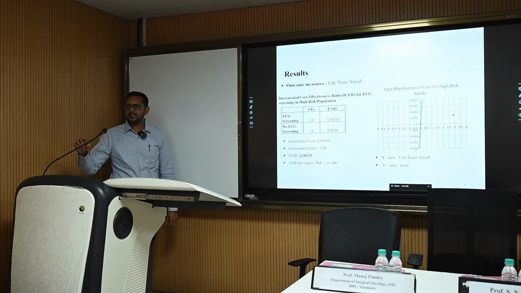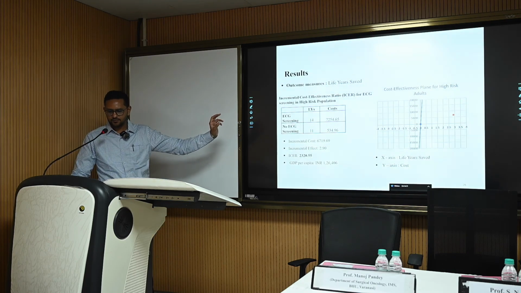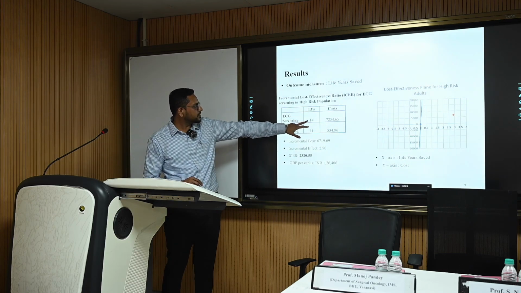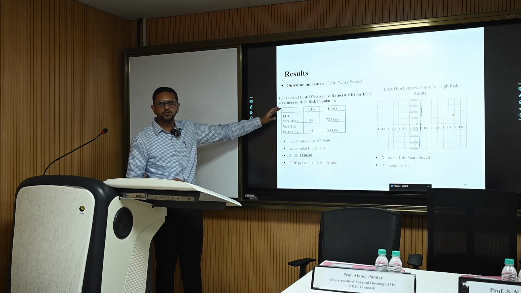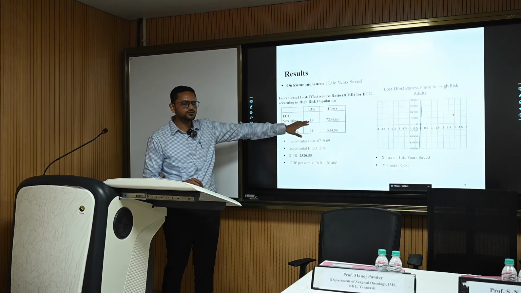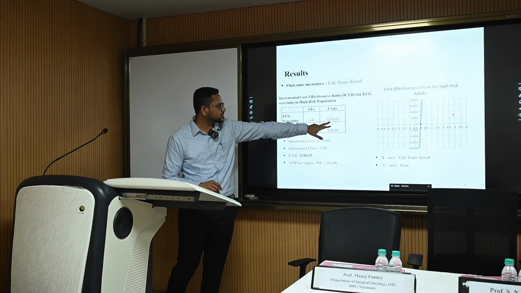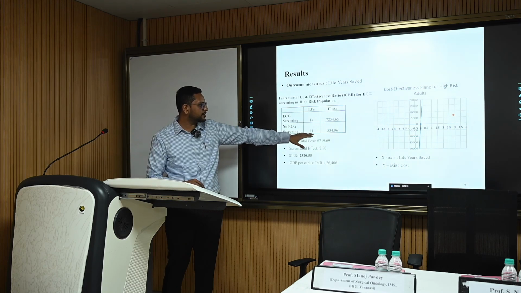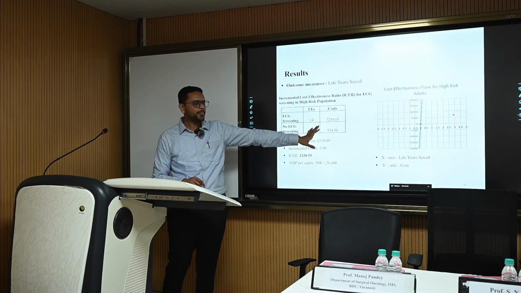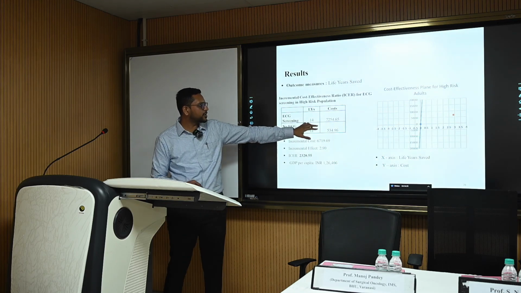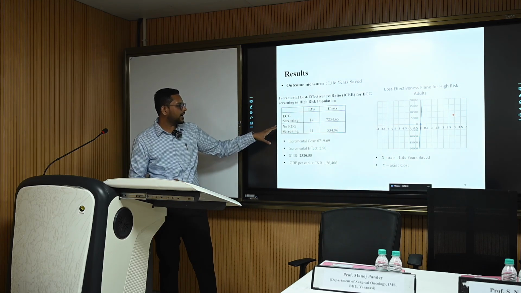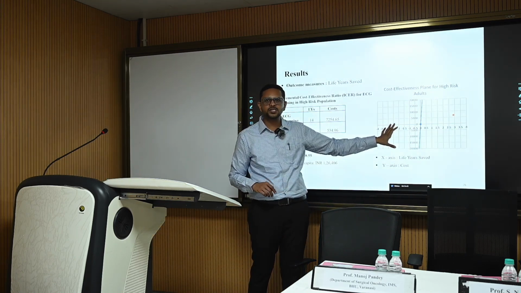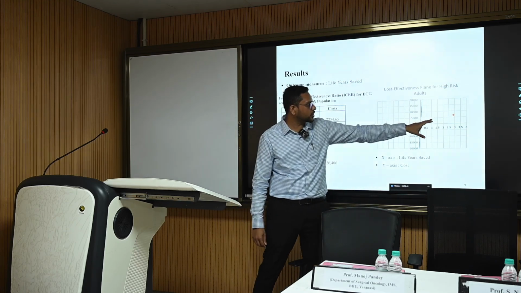So at the end of this exercise, we are getting two different outcomes. This is the life years saved. If the patient goes for ECG screening, then life years saved are 14, and cost is around 7,200. If the patient doesn't go for ECG screening, then life years saved are 11 and cost is 534. So by using this data, we had calculated ICER, and ICER was plotted in this CE plane, cost effectiveness plane. So this dot is our ICER.